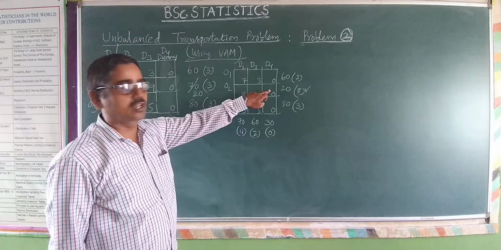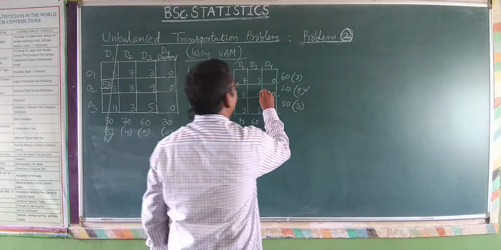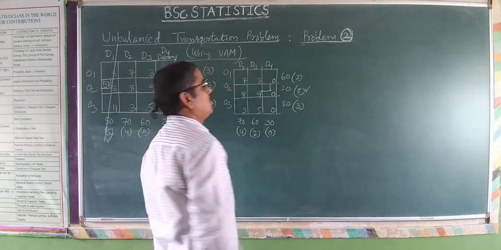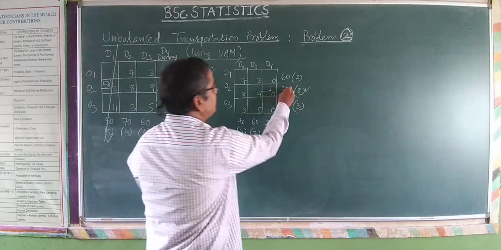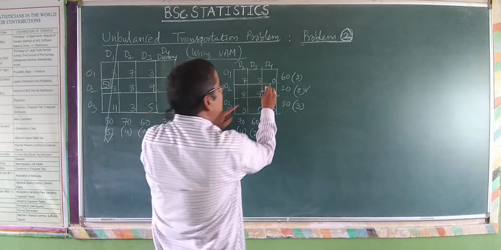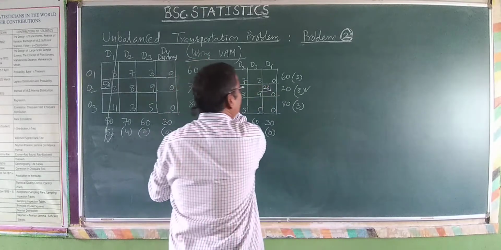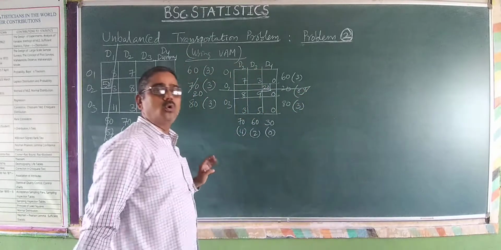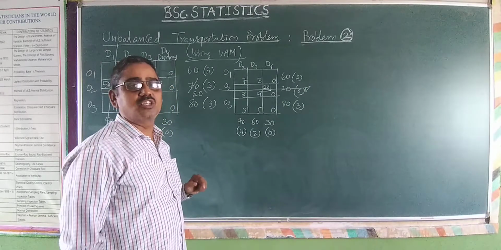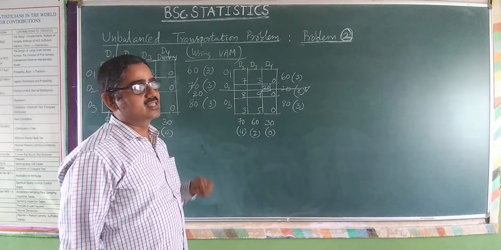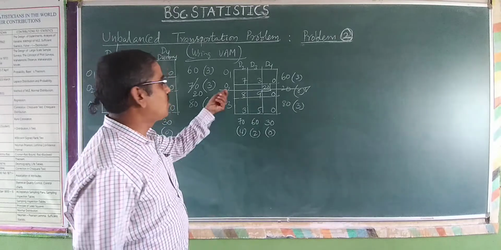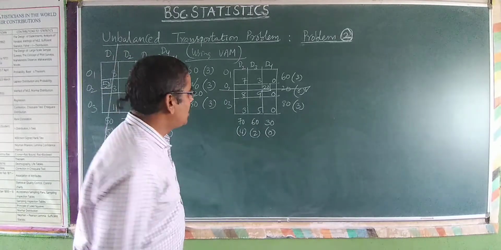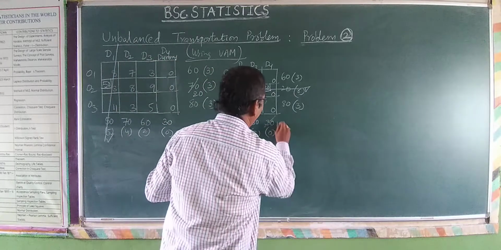8, 9, 0, the minimum cost is 0. Hence allocate as much quantity as possible here. 20 and 30, so the minimum is 20. It is at origin 2. So therefore cancel origin 2, the second row, because the entire availability is exhausted. The availability at origin 2 is exhausted, therefore cancel that, and the remaining balance here is 10.